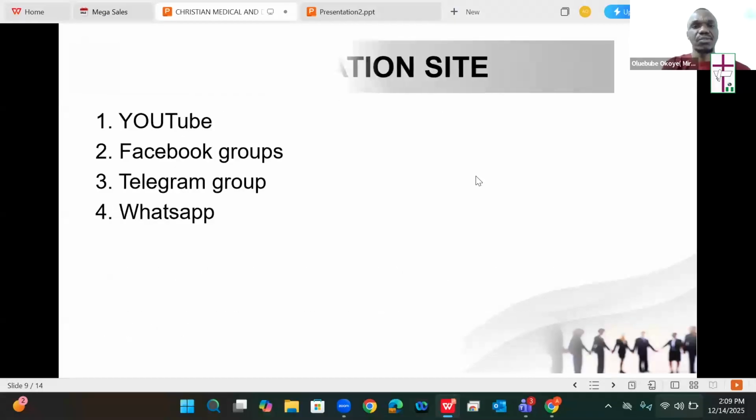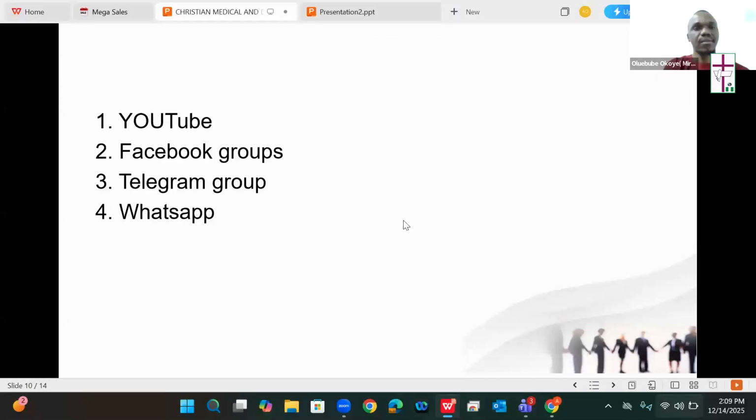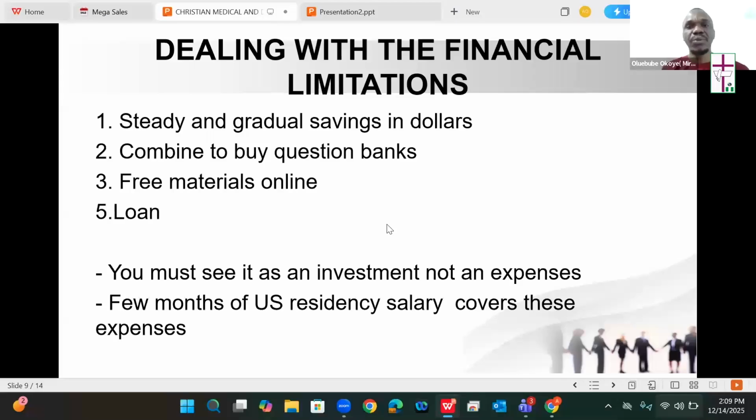So just to summarize, how do you deal with the financial limitations? Well, I tell people, start saving gradually, you can do it in dollars. Then the next thing is you can combine with some persons to pay for question banks, or maybe get question banks from those that just finished the exams. It can actually be much cheaper. Then there are also some free materials online that can also help you.